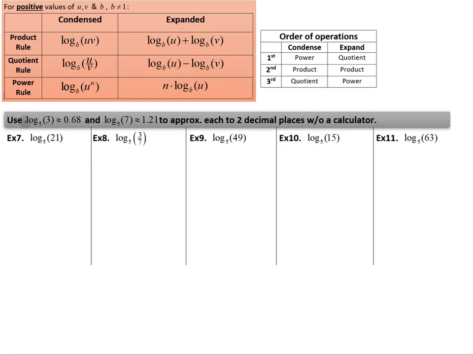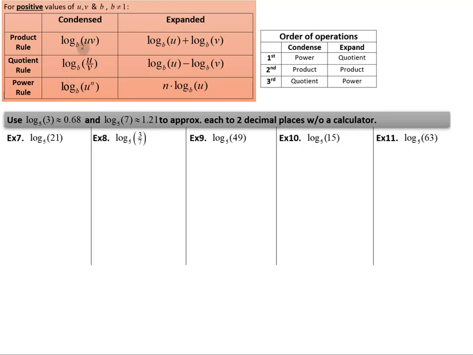So using these two pieces of information here, log base 5 of 3 is about 0.68, and you can check that with the calculator and change of base formula. And log base 5 of 7 is about 1.21. Using those two pieces of information, approximate each of these to 2 decimal places without a calculator.